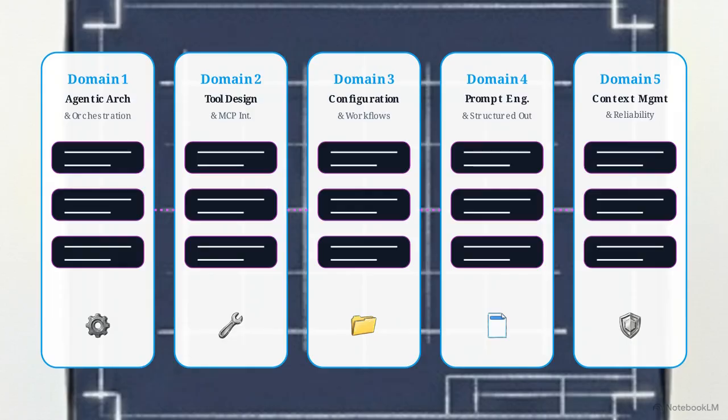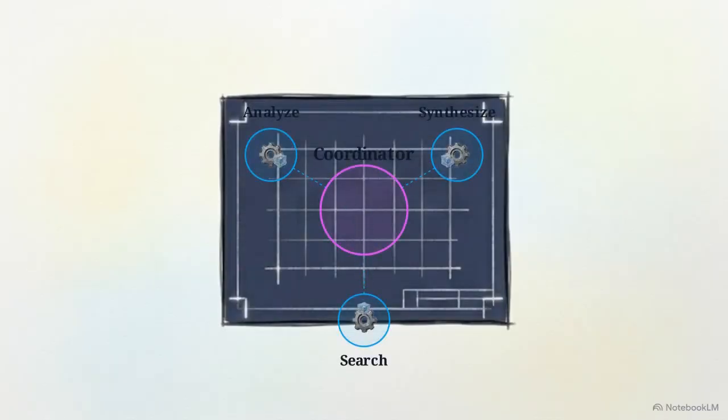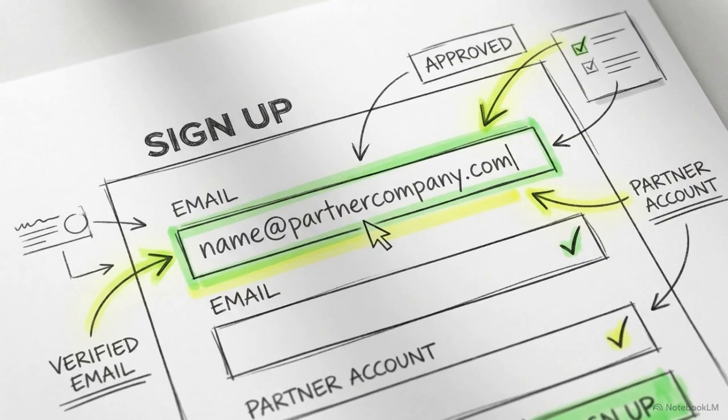The exact 5-domain framework tested on this exam is the precise blueprint for building reliable, production-ready AI applications. The certificate is simply the formal stamp of approval. Understanding how to orchestrate multi-agent systems and enforce structured output is the real advantage that allows you to deploy applications with confidence.